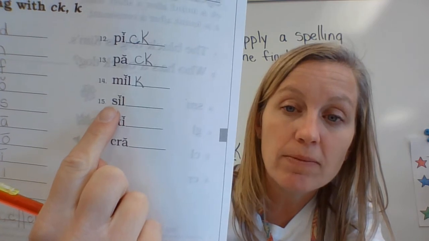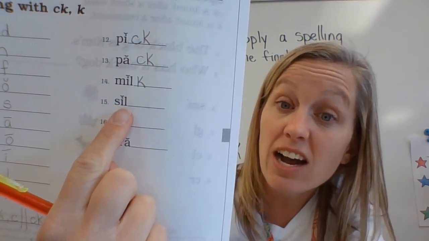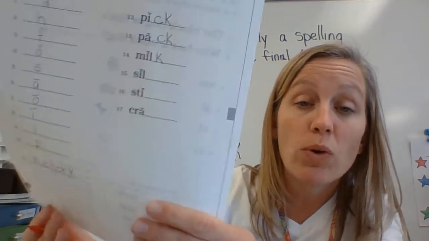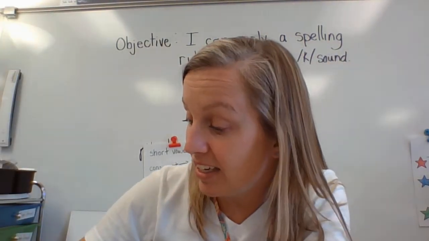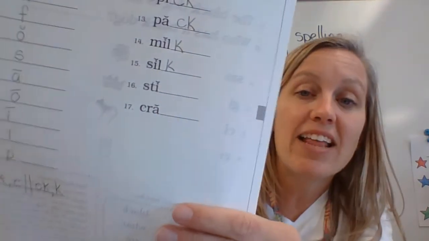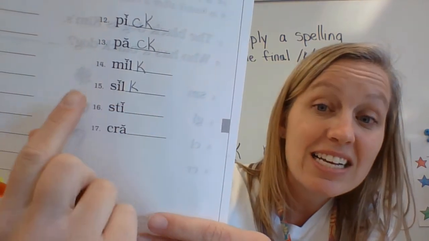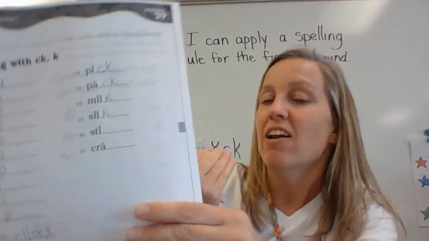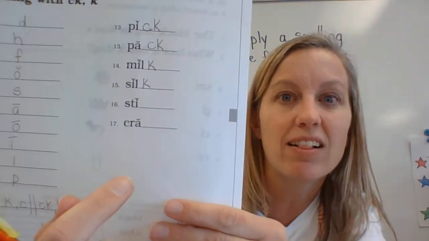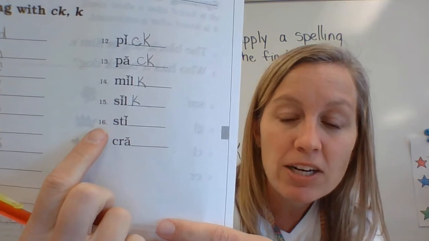Let's look at the next one. S-I-L. L is a consonant, so we will follow it with what K sound? Okay, good. We follow it with just a K. Let's read it together. Silk, silk. Good job. Silk is a very shiny, very soft material. Lots of pretty dresses can be made in silk.